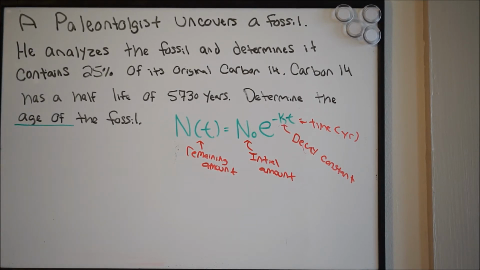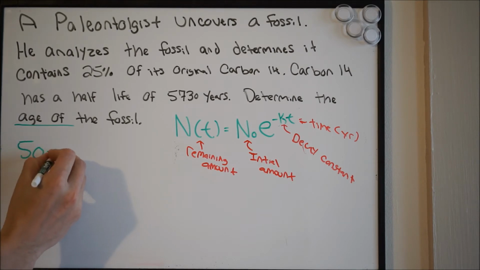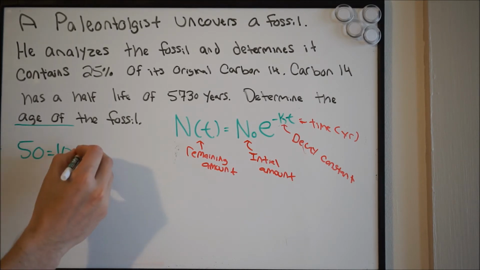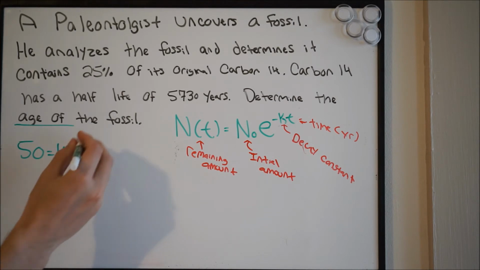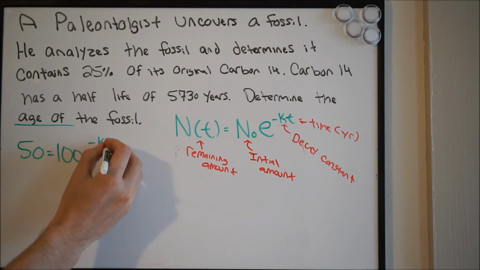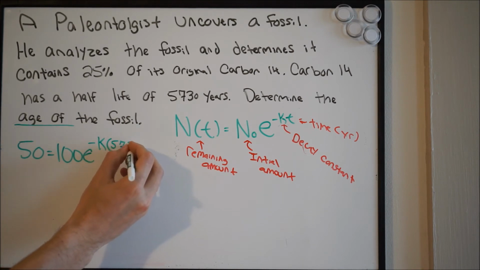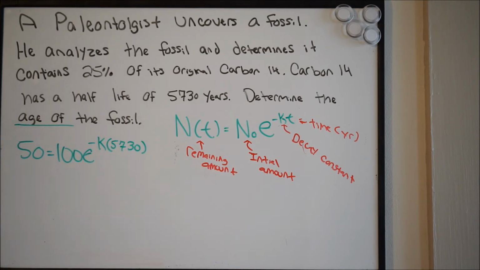Okay, so let's go ahead and put in those values. So I'll have 50 equals 100, and then I'll have e to the minus k times my time, which we said was going to be 5,730 years. Okay, so what we want to do at this point, we want to isolate this e. So we're going to divide both sides by 100 here. So when we do that, we'll have a half, right? 50 divided by 100 is a half.